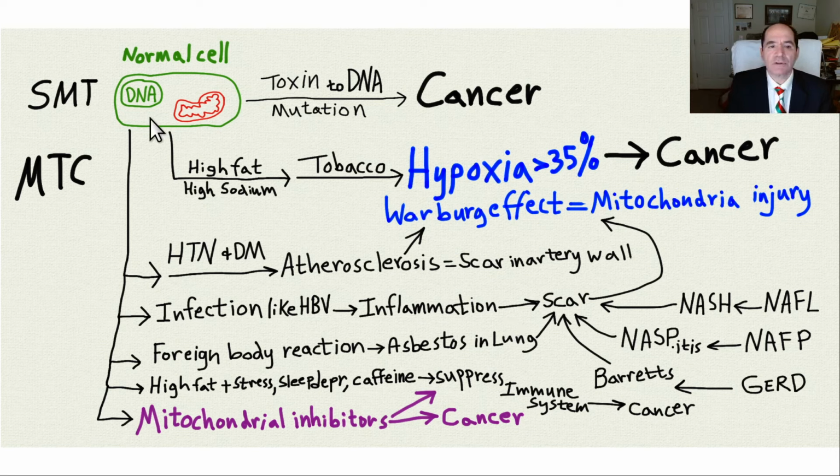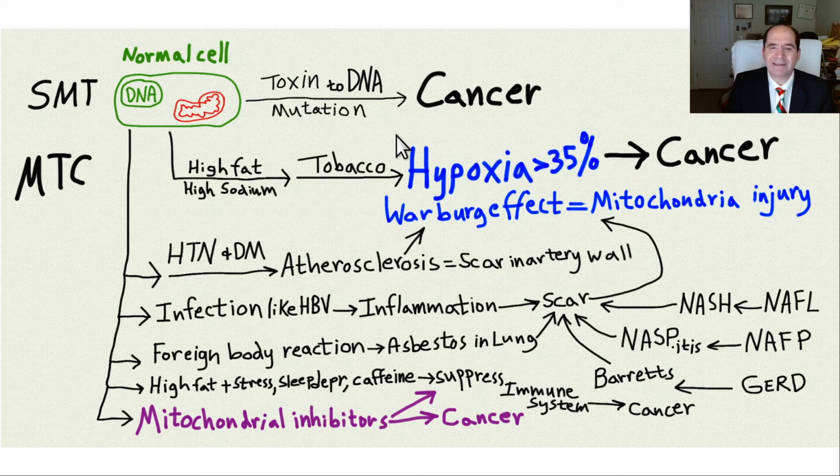Okay, so first of all, somatic mutation theory, SMT, is what the conventional textbooks go by. The idea that, here's your normal cell. It's got DNA in the nucleus, a mitochondria over here, plasma membrane on the outside. Some type of toxin injures the cell, damages the DNA, causes a change in the DNA, a mutation, and cancer occurs. And by the way, that's largely been disproven, but all of conventional medicine goes by that.